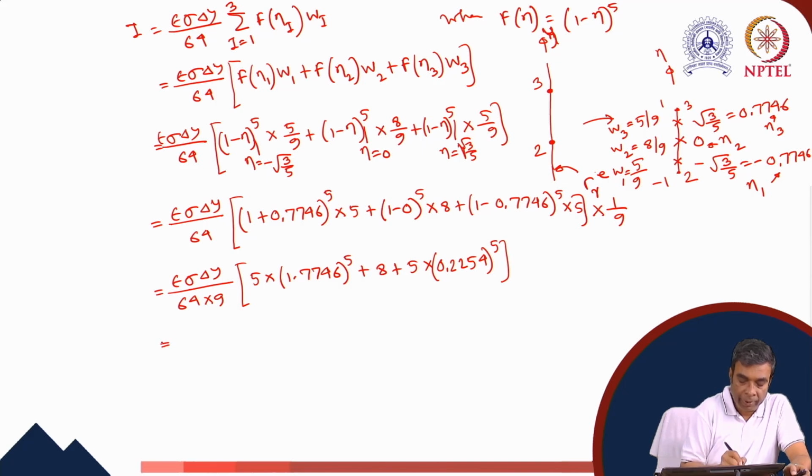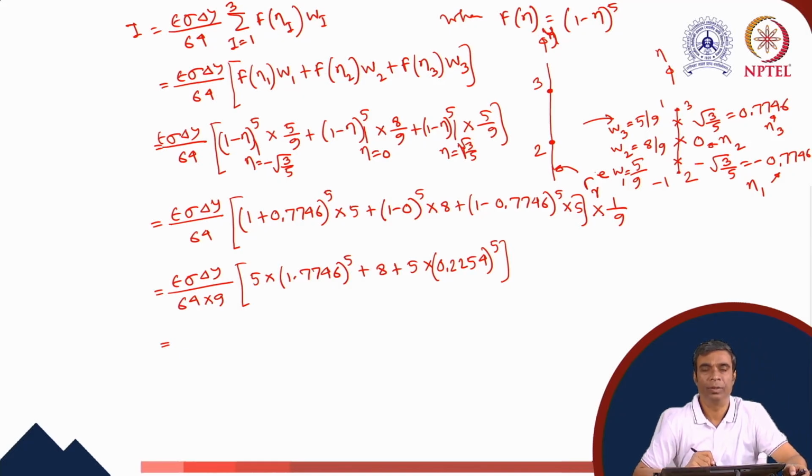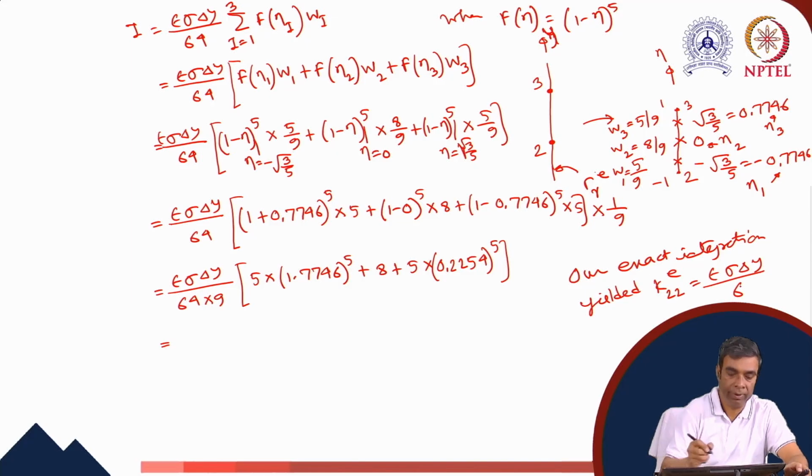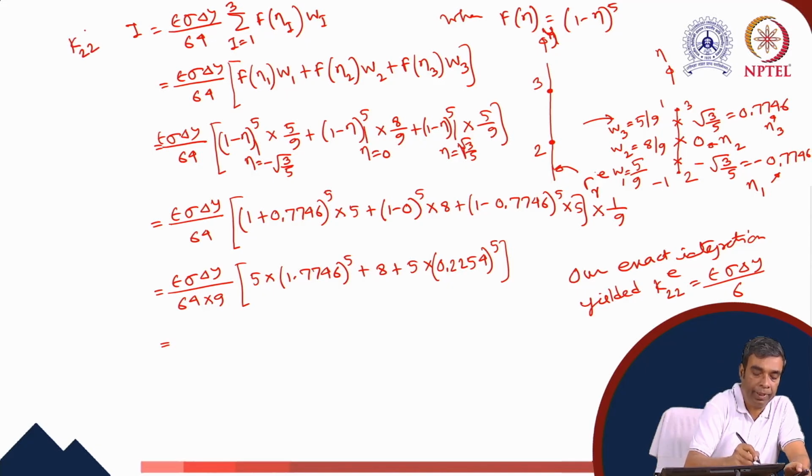We can simplify this expression, and then from there we can cross check whether this expression is leading to the value which we got through the exact integration. Our exact integration yielded K22E equals to epsilon sigma delta y by 6. So this I is actually K22E.